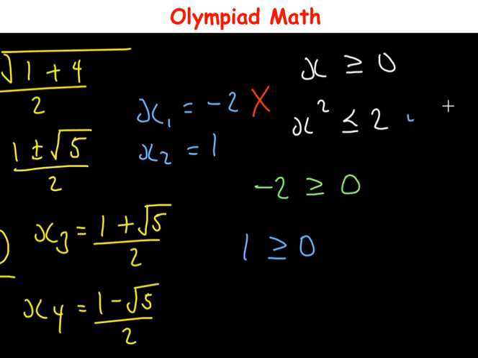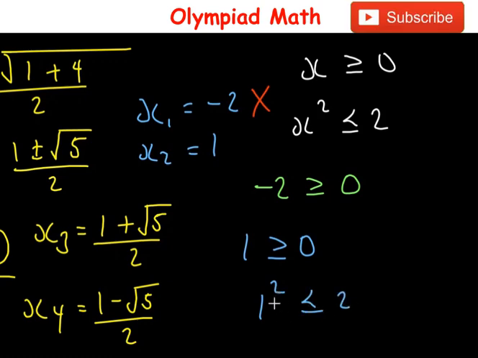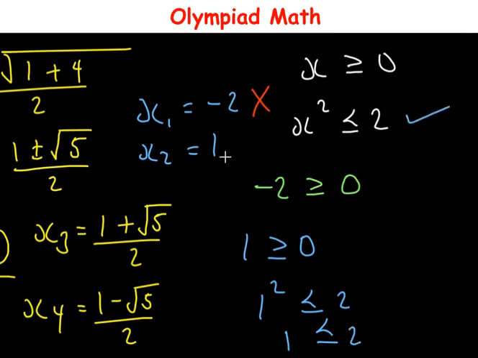What of the other second condition? So x is 1, so 1 squared is less than or equal to 2. 1 squared is 1, which is less than or equal to 2. Also, it satisfies this given condition. So this means that the value of x2 as 1 is the correct solution for the given question.